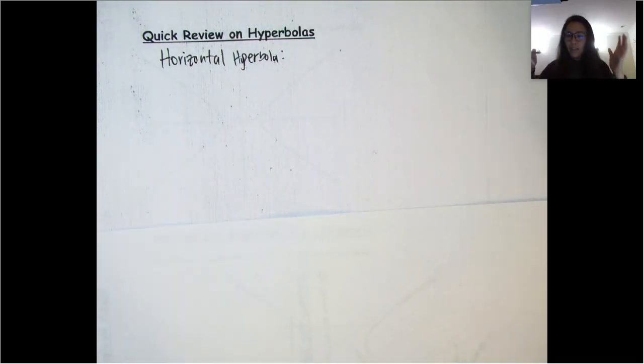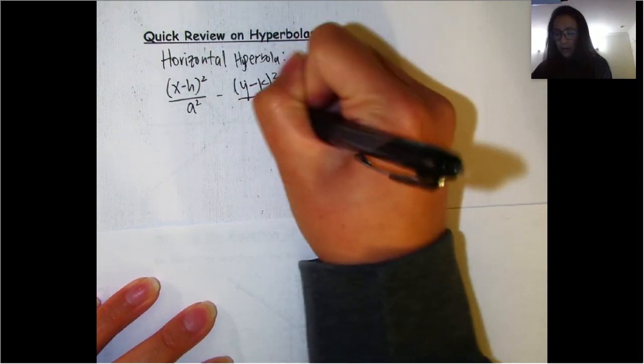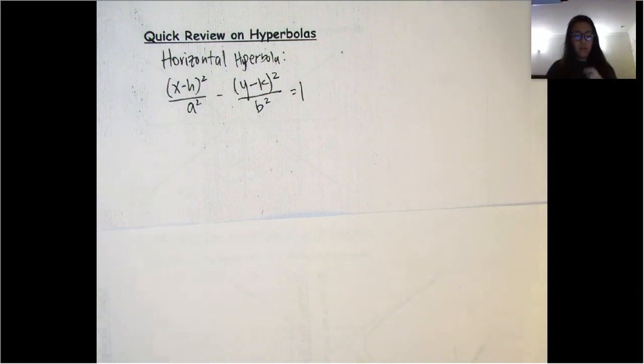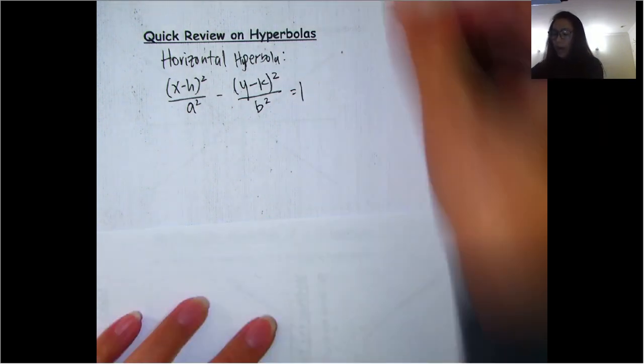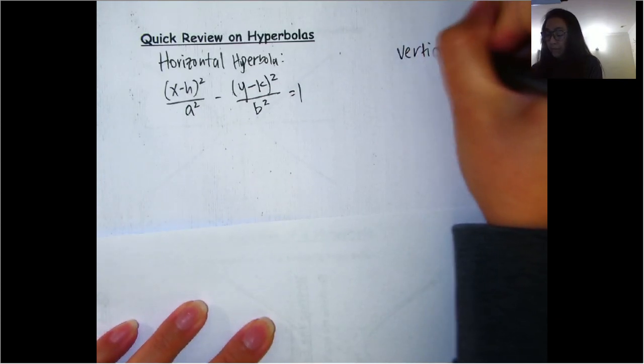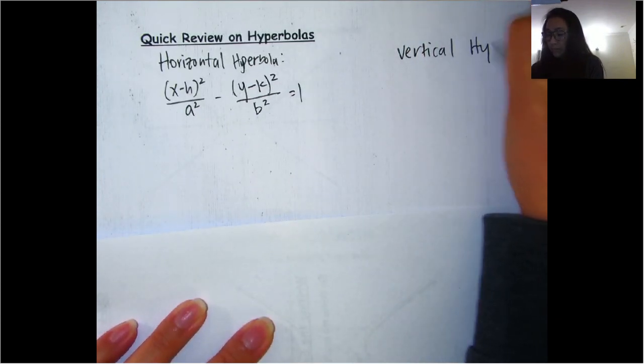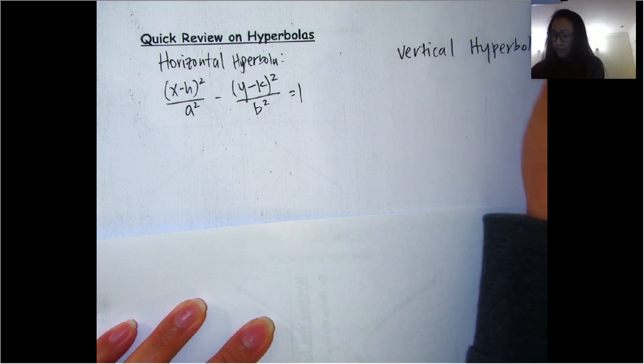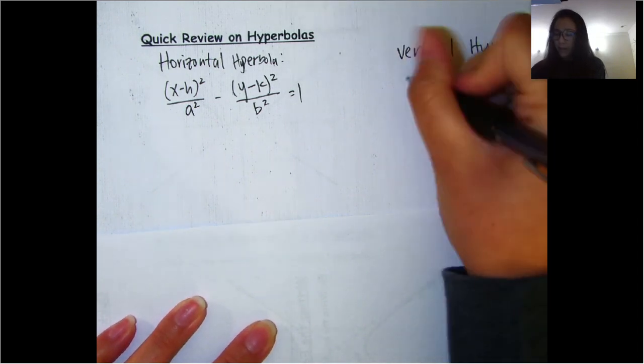that's where you have your x come first, so that's the positive one. And so you have (x minus h) squared over a squared minus (y minus k) squared over b squared equals 1. Okay, so again, where the x is positive, that's going to be your horizontal hyperbola. If you wanted a vertical hyperbola, it's going to be where the y is positive.